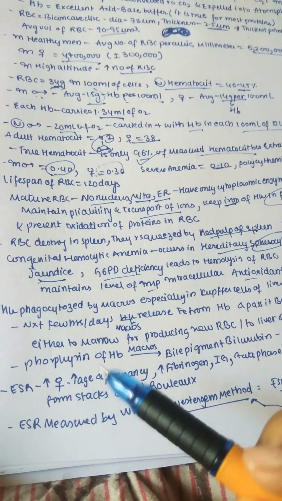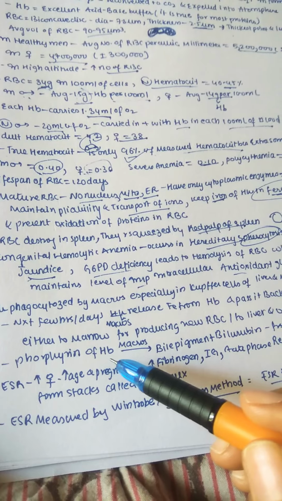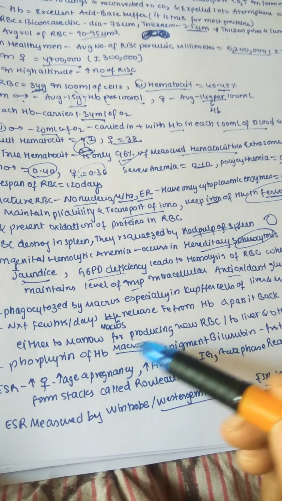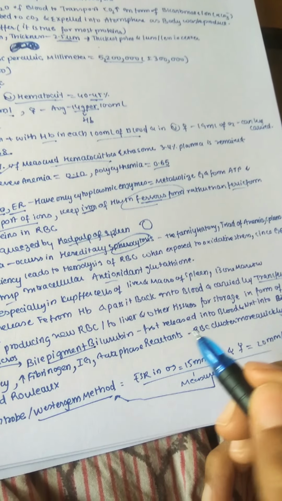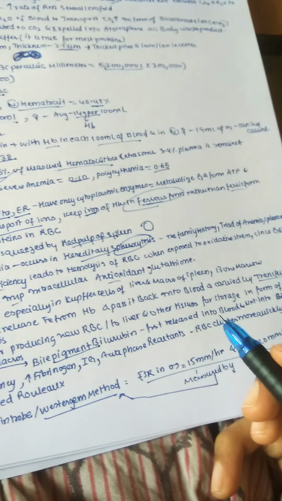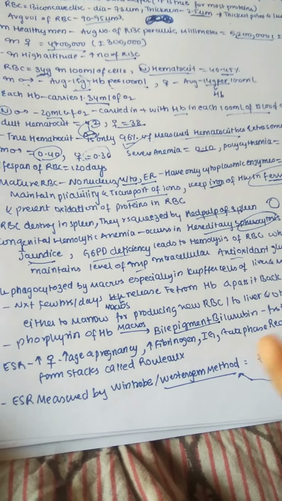And porphyrin is one more protein part of hemoglobin, which, when acted upon by macrophages, is converted into the bile pigment known as bilirubin. This is first released into the blood and next into the bile by the liver. So it is getting excreted in the form of bile.